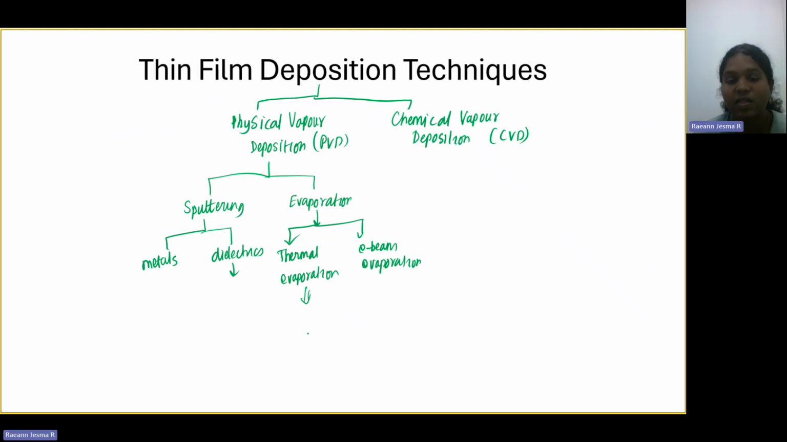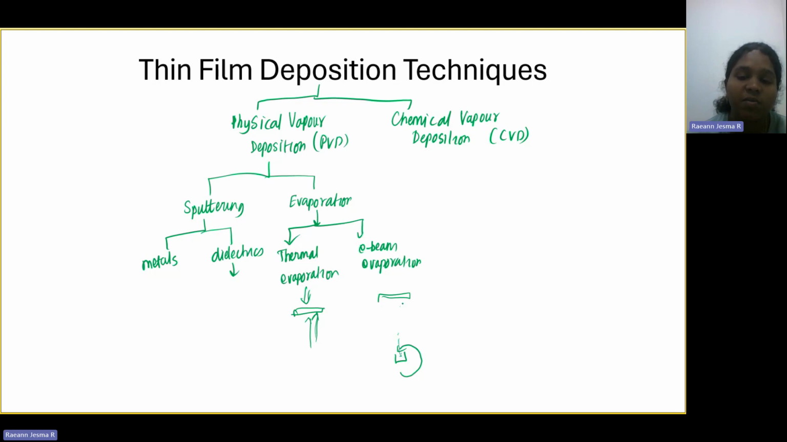In E-beam evaporation, we will use electron beams to evaporate the material. If you have a crucible here, you will use an electron beam, and with the help of a magnetic field, you will focus the electron beam to fall on the crucible and melt the material. The vapors from the material will fall on the substrate. So this is generally a line of sight deposition process. The vapors will travel in straight lines. In the case of sputtering, it is not much of a line of sight deposition process.